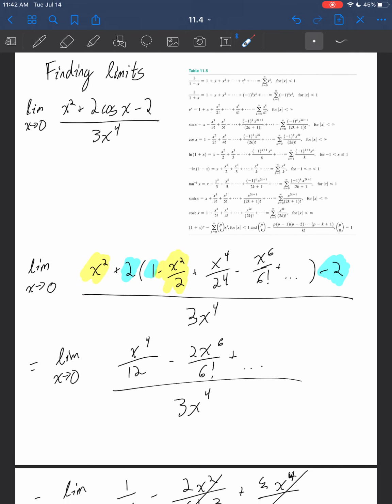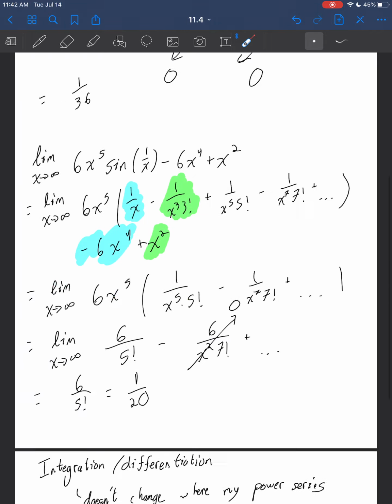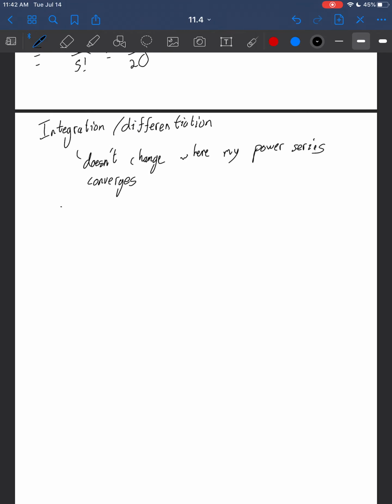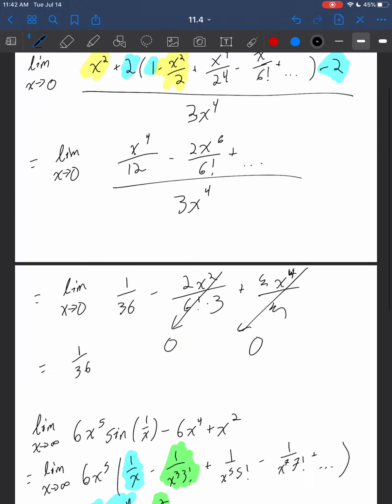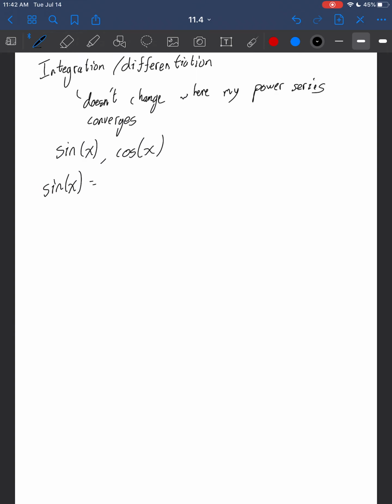So as a way to show that this is true, let's consider sine of x and cosine of x. This is a nice thing right here. So we know that sine of x is going to be equal to, just coming back up here, x minus x cubed over 3 factorial plus x to the fifth over 5 factorial minus x to the seventh over 7 factorial, and so on and so forth. This is the Maclaurin series for sine of x.